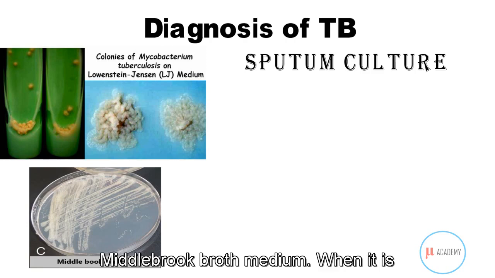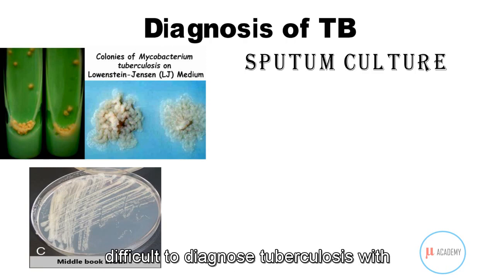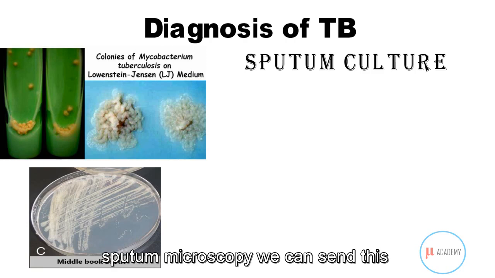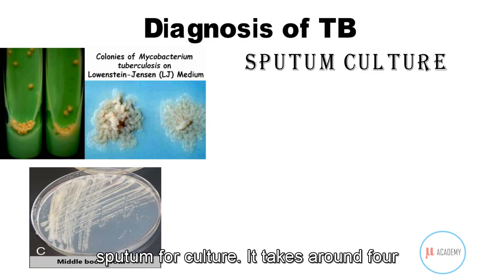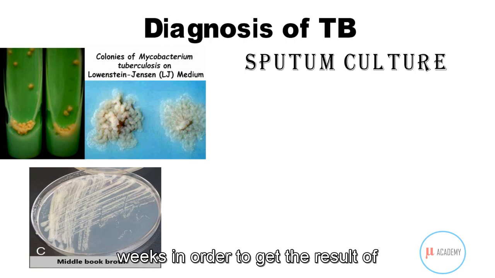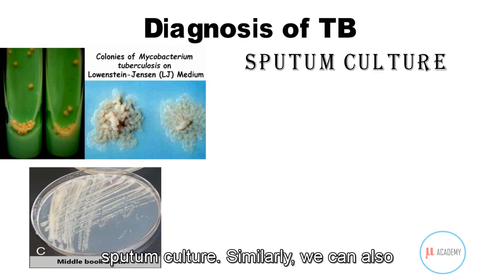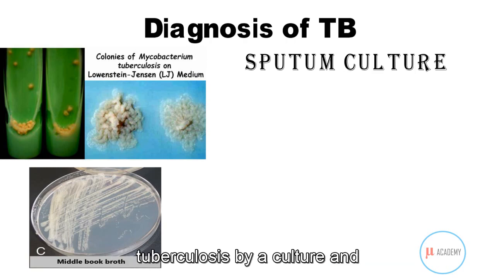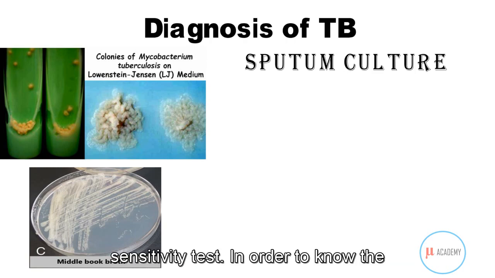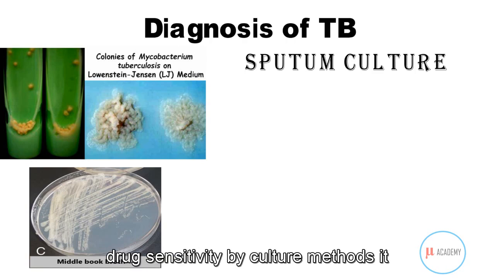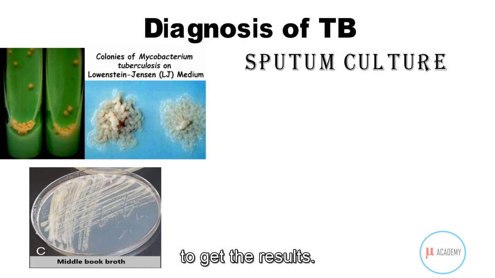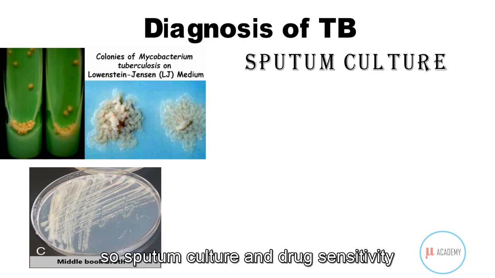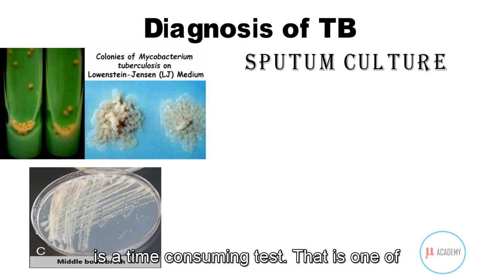When it is difficult to diagnose tuberculosis with sputum microscopy, we can send this sputum for a culture. It takes around 4 weeks to get the result of sputum culture. Similarly, we can also know if the patient has drug resistant tuberculosis by culture and sensitivity test. To know the drug sensitivity by culture methods, it takes another 4 weeks to get the results. So sputum culture and drug sensitivity is a time consuming test. That is one of the disadvantages of this method.